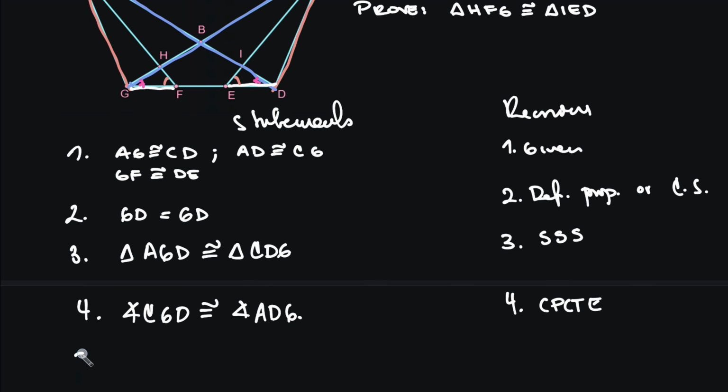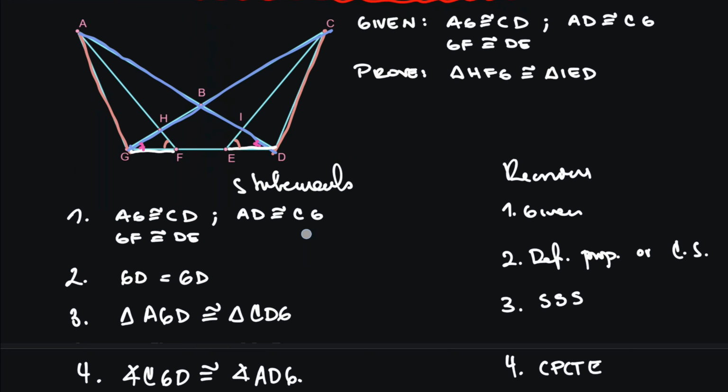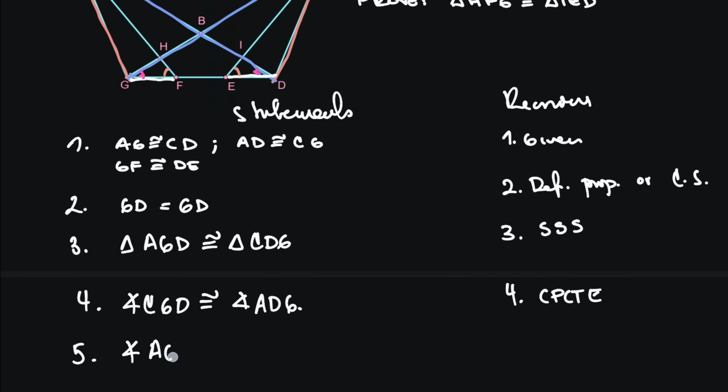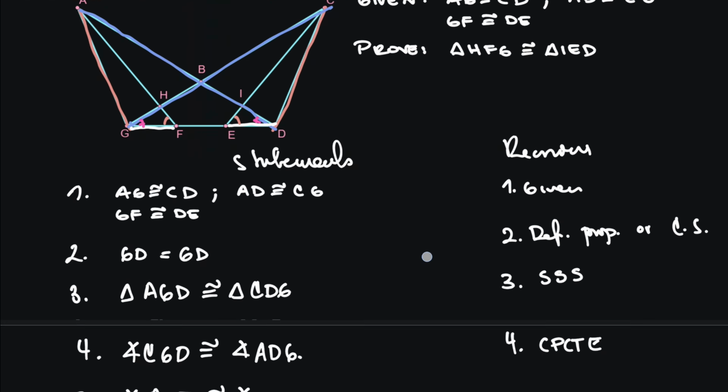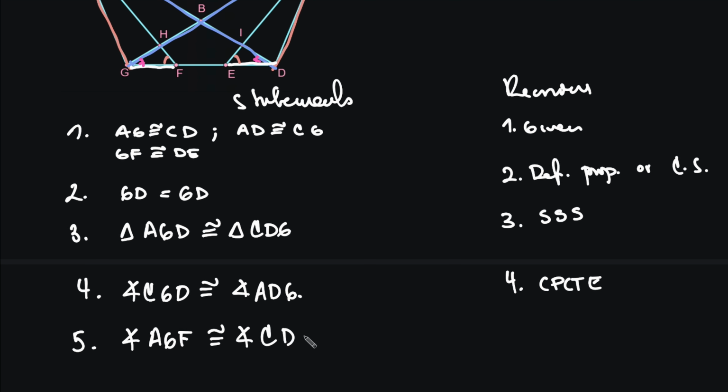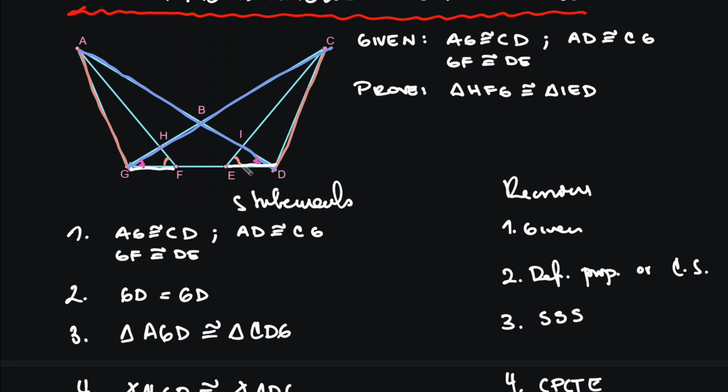So 5, angle AGF must be congruent with CDE. We can name it like that. They must be congruent, right? So again, this big angle must be congruent with this angle. But we notice we have a side, an angle, and a side. So basically, we have side, angle, side. And if we have side, angle, side, then we know that the two triangles are congruent.